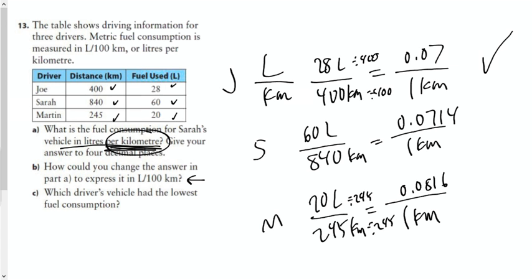And it says, how could you change your answer in part A to express it as liters per 100 kilometers? Well, you could then do one of two things. You could multiply both by 100 to get 7 liters per 100 kilometers.